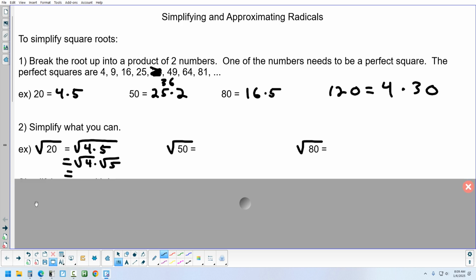Okay, one of those we can simplify, one of them we can't. Does anybody know which number here we can simplify? Either the square root of 4 or the square root of 5? Yeah, we can simplify the square root of 4. When I say simplify, I mean something we can do in our head without a decimal. Can anybody tell me what's the square root of 4? Yeah, 2. 2 square root of 5. And that's your final answer.